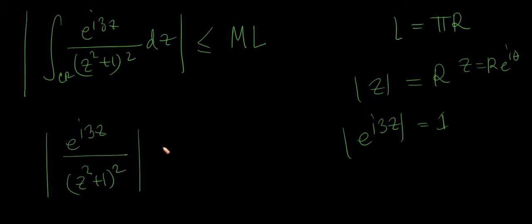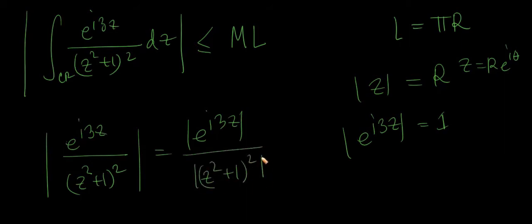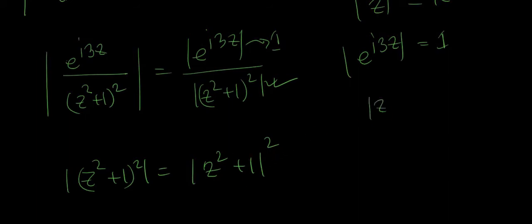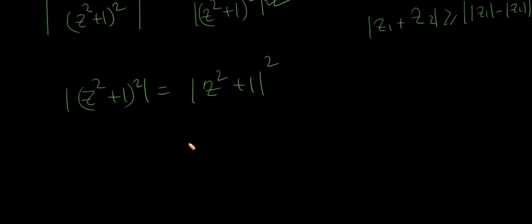And this part can be evaluated like this: modulus of e to the power I 3z and modulus of z square plus 1 whole square. So the upper portion is just 1. Now to deal with the lower portion, modulus of z square plus 1 whole square can be written like this. And again, if you recall, for any two complex numbers, modulus of z1 plus z2 was greater than or equal to, if I'm not wrong, yes, the modulus of modulus z1 minus modulus z2, right? So similarly, you can consider this z square as z1 and 1 as z2, and what you'll have is something like this.